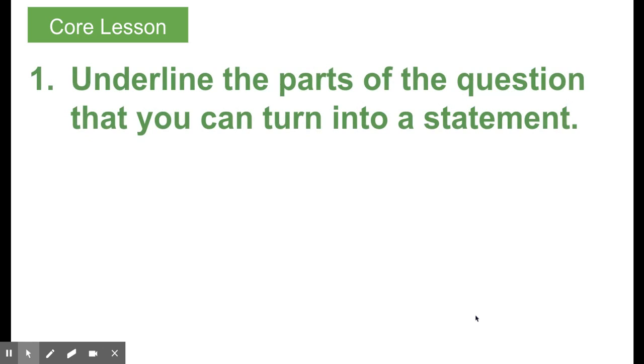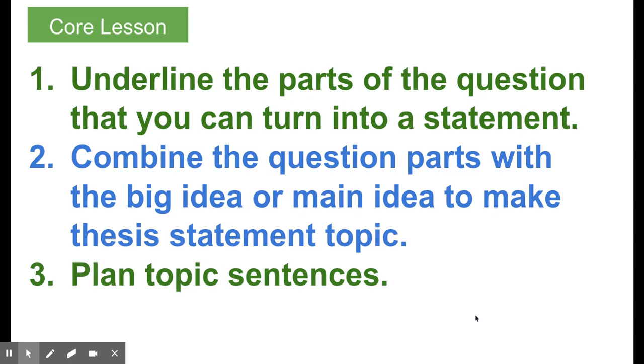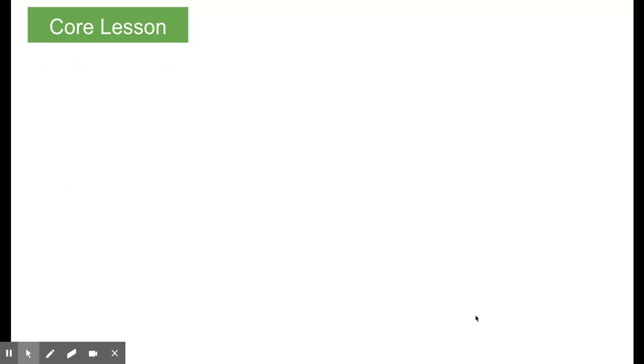Let's get to the core of our lesson. There are 4 main steps to correctly complete this lesson. First, you want to underline the parts of the question that you can turn into a statement. Second, you want to combine the question parts with the big idea or the main idea to make your thesis statement topic. Third, plan out your topic sentences. And then fourth, plan your supporting ideas. Again, this will all happen after you fully understood what the question is asking us, forming our thesis, and then thoroughly planning with the topic sentence and then supporting ideas or evidence.